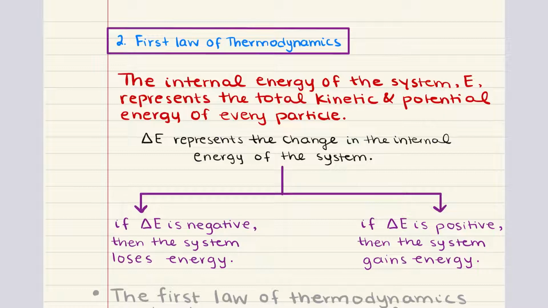But even though we may not always know the internal energy, we can usually determine how much a system changes its internal energy. Delta E represents the change in the internal energy of the system, so final minus initial. The sign of delta E tells us the direction of energy flow. If delta E is negative, then the system loses energy. And if delta E is positive, then the system gains energy.